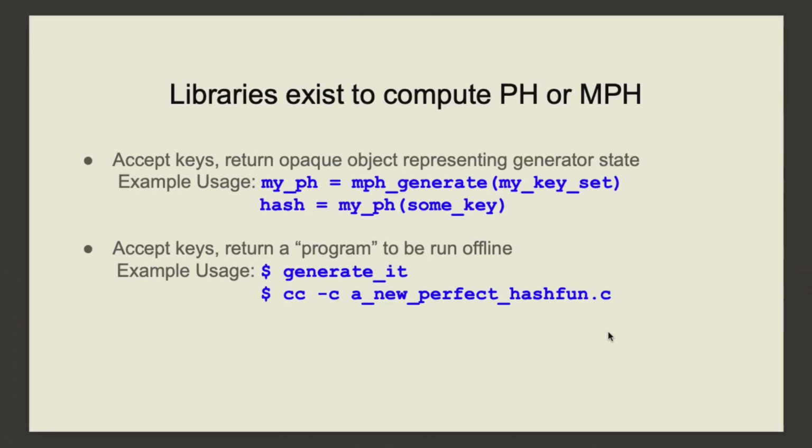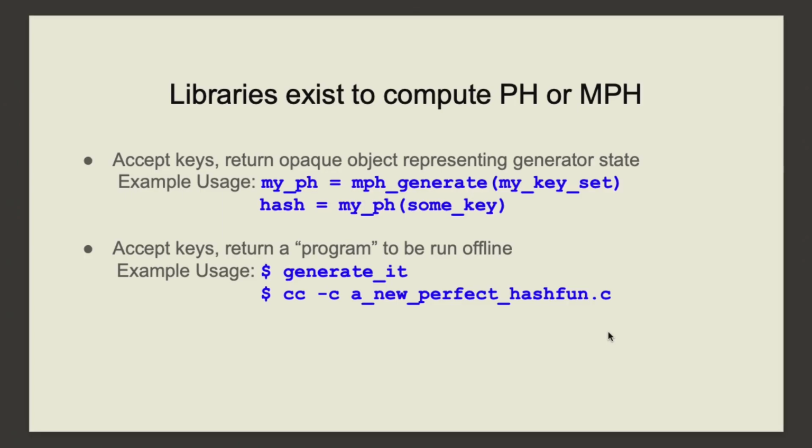So how do you get one of these? You don't build it, you buy it. Some libraries generate minimal perfect hash functions, and they operate typically in one of two ways. You hand it keys and it hands you back some instance of a thing. You can then call that thing. Maybe this is Python syntax, whatever, doesn't really matter.